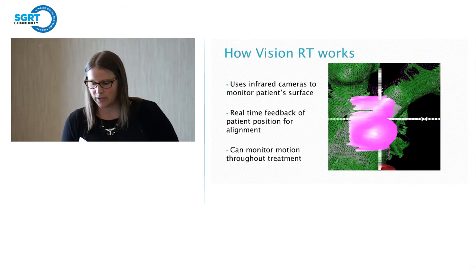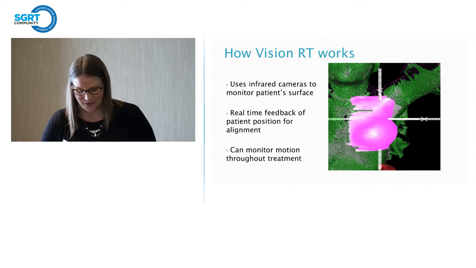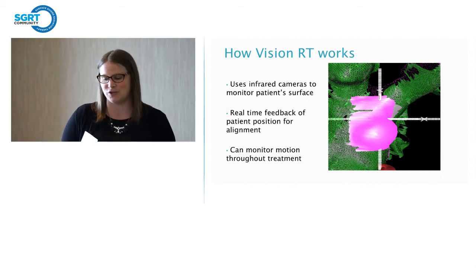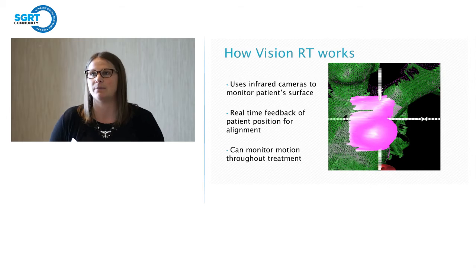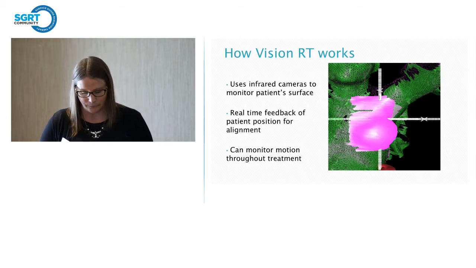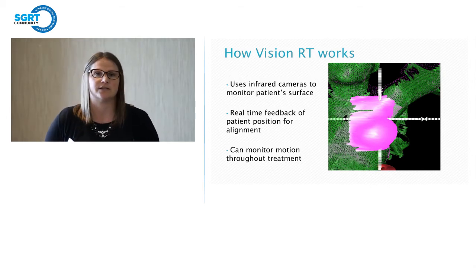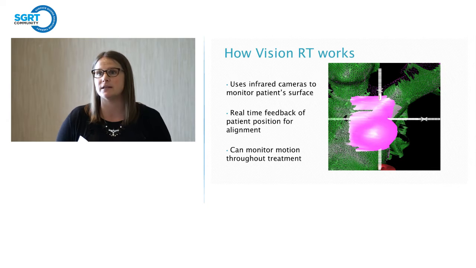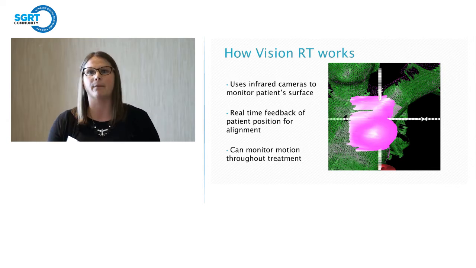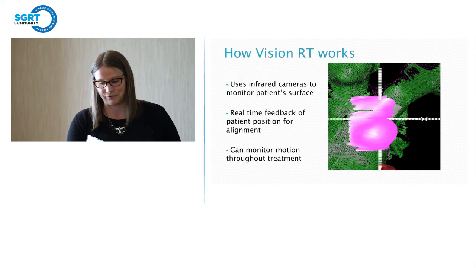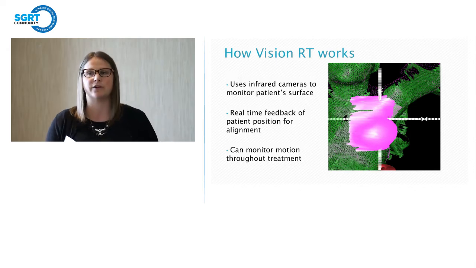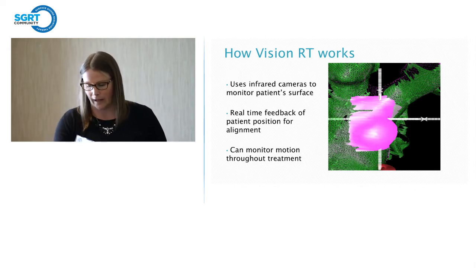So how Vision RT works, I think we all know at this point, but it uses the infrared cameras to image the surface of the patient's body, giving the therapist a real-time image of the patient on the table. It tracks the surface and compares it to the ideal image, be it that reference image or the CT DICOM that was imported, whichever you're using, across all 6 degrees of freedom. You can monitor the motion of the patient throughout the treatment by leaving it on.